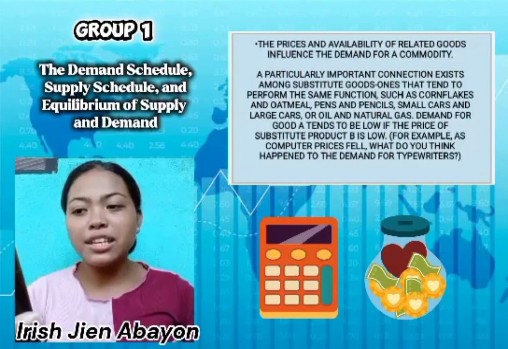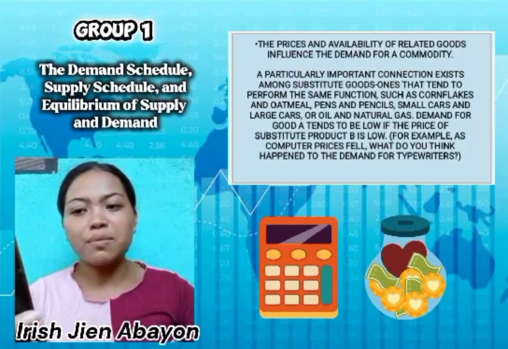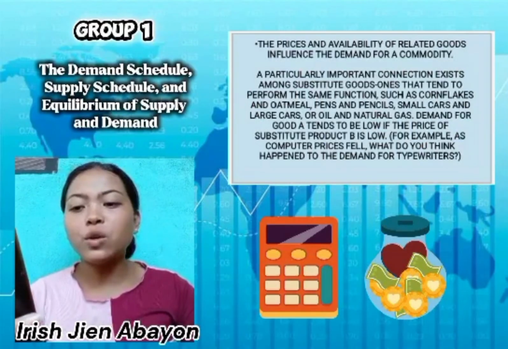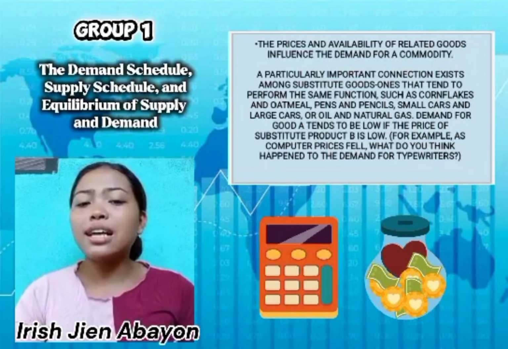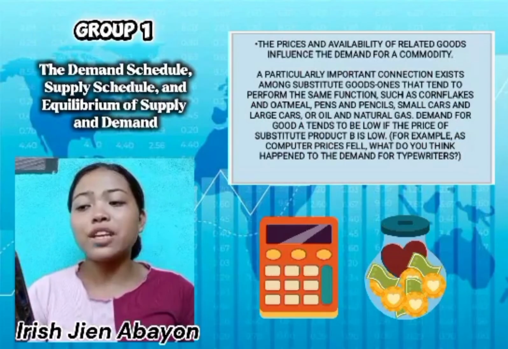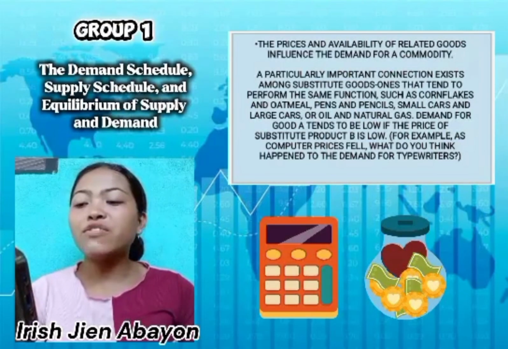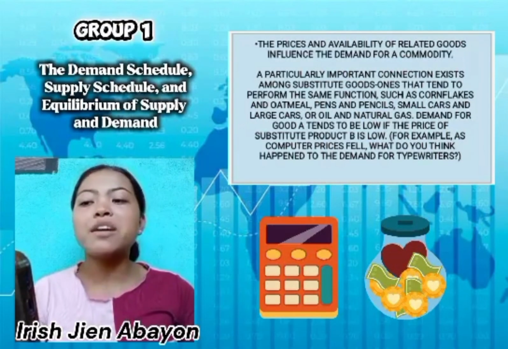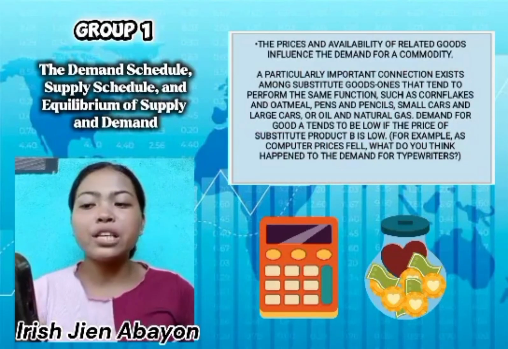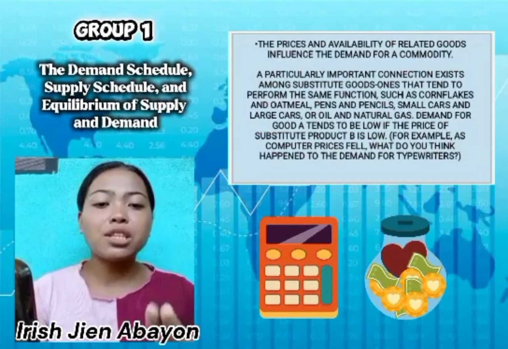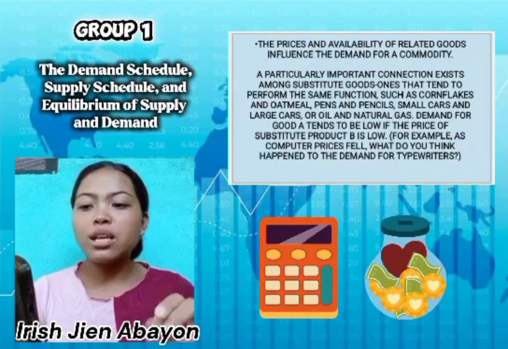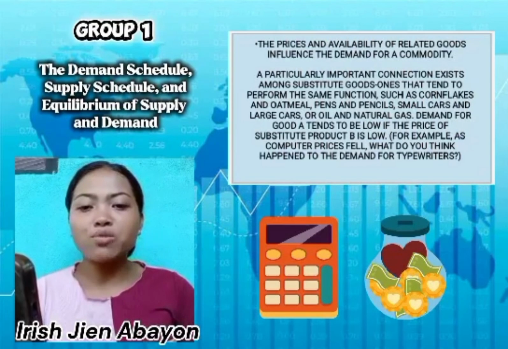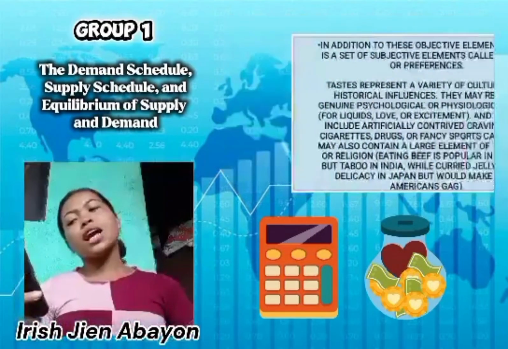The third one is the prices and availability of related goods influence the demand for a commodity. This slide explains that the prices and availability of related goods can affect how much people demand a product. When two goods can replace each other, that's called substitute goods. The demand changes depending on their prices. For example, when computers became cheaper, people stopped buying typewriters.